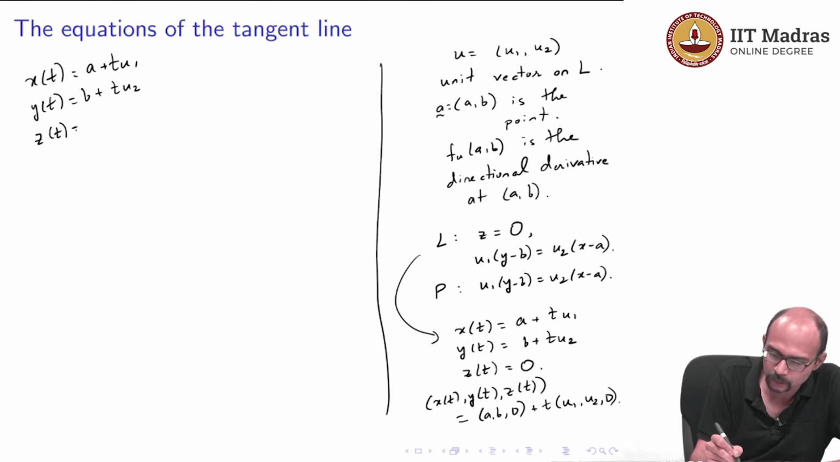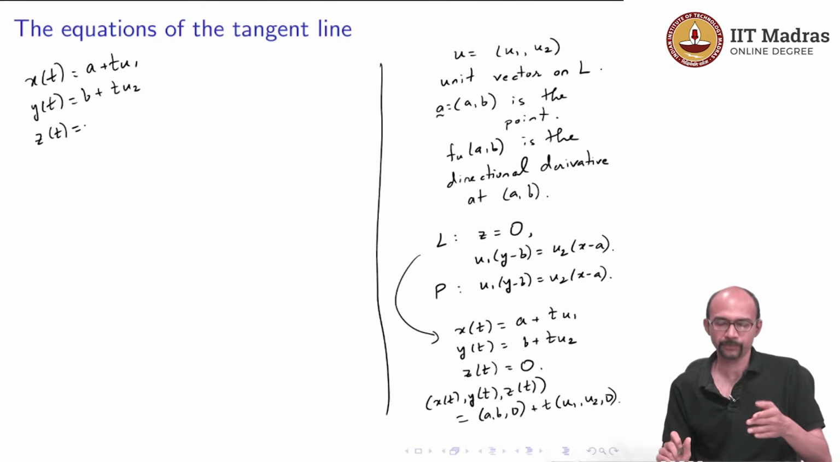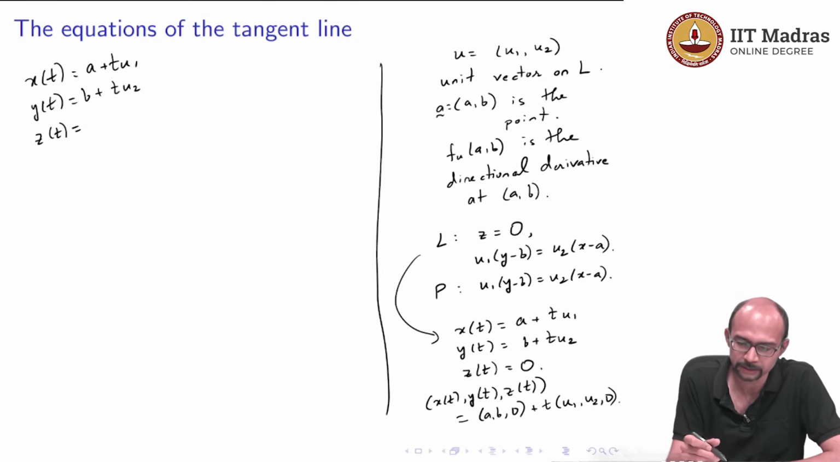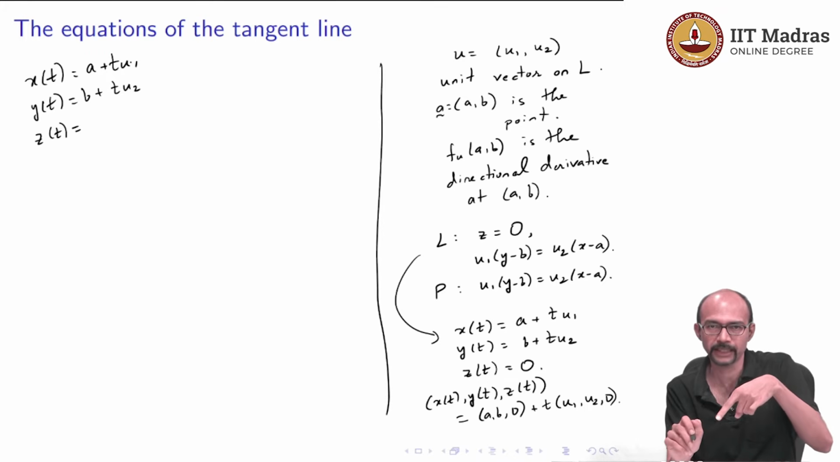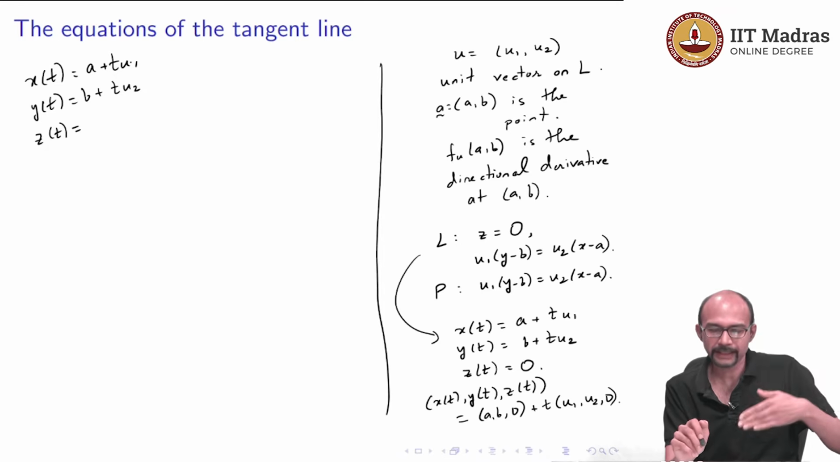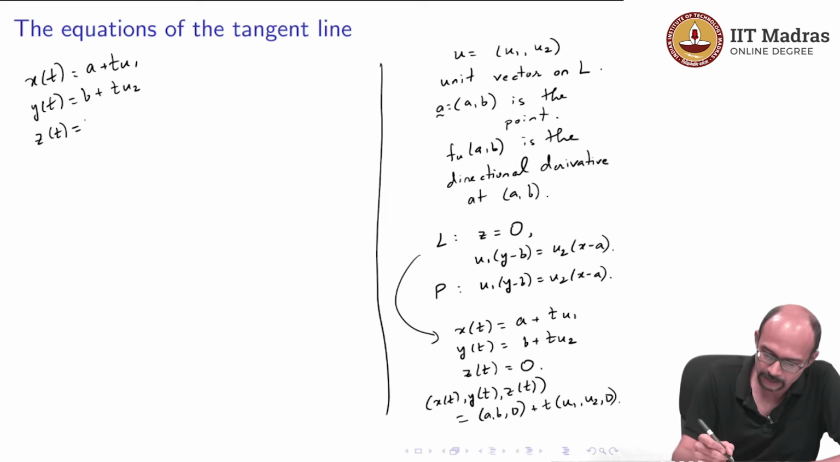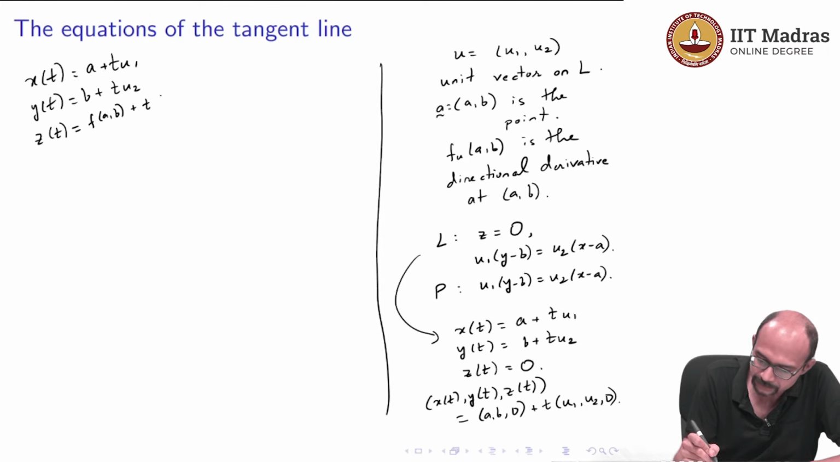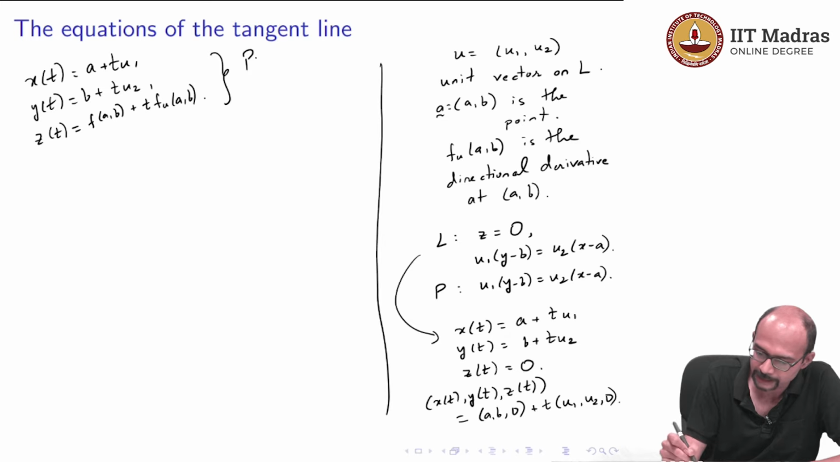So, the question is what happens to z(t). As we just saw, if you move a unit distance, which means if t is 1, so that means you have moved by that unit vector, then the z coordinate will move by f_u(a, b). So, I can write this as f(a, b) + t times f_u(a, b). So, these are the parametric equations for the tangent line.